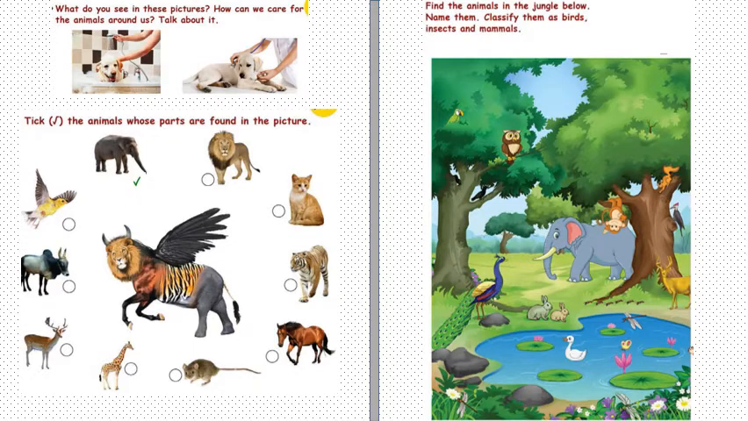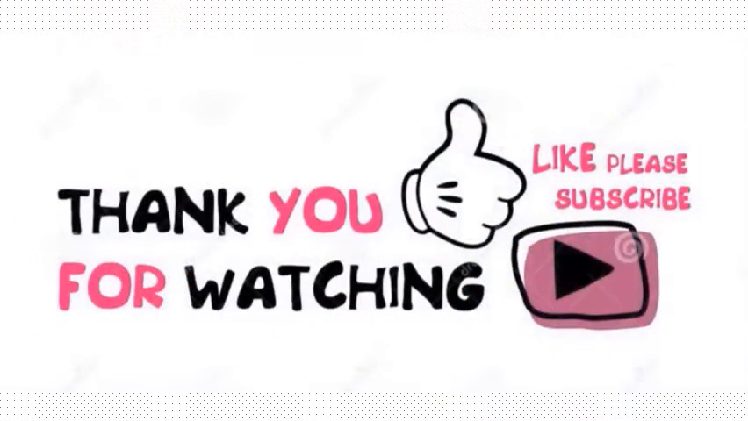Now take the animals whose parts are found in the picture. So they have given a picture, if you can see in the middle, and various parts of different animals are attached to it. So we have the face which belongs to the lion. Then we have the wings of the bird. Then we have the front legs which belong to the horse and the hind legs which belong to the elephant. And then we have giraffe's tail and then tiger's stripes. And then we have the horns also of the ox.